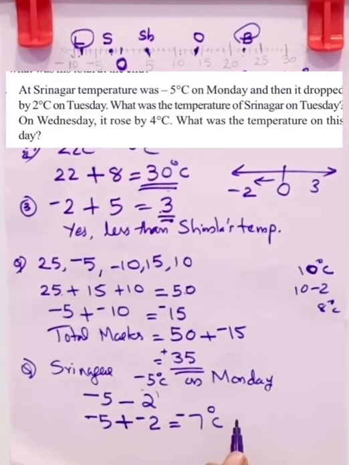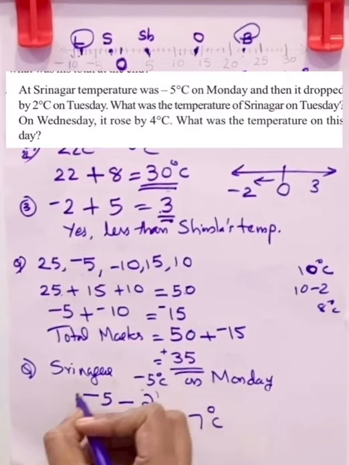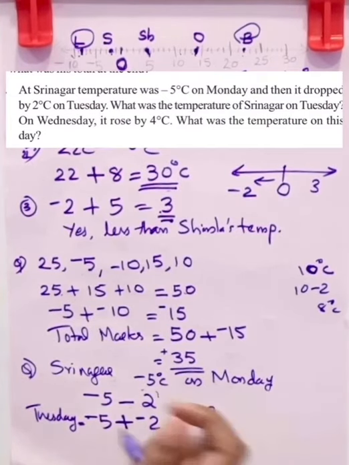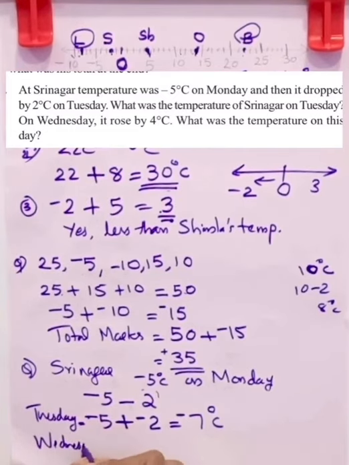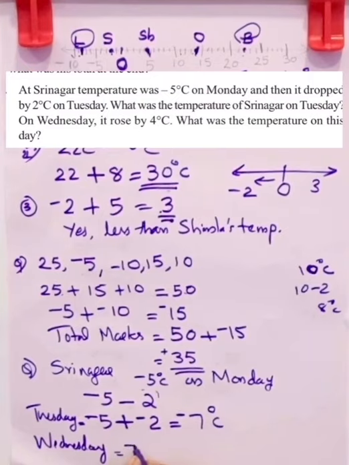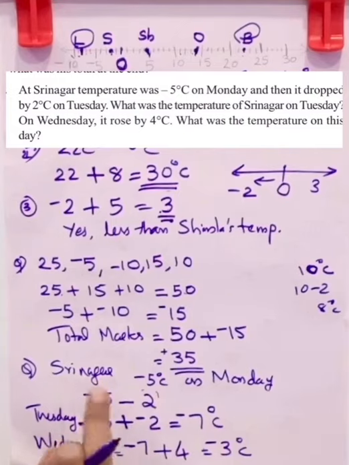Now on Wednesday it rose by 4 degrees Celsius. So on Tuesday the temperature was negative 7 degrees Celsius. On the next day, Wednesday, the temperature is not dropping but rising. So it rose by 4 degrees Celsius. That is -7 plus 4. Now this is one negative number and one positive number, so subtract the smaller number from the greater number and put the sign of the greater number, that is -3 degrees Celsius. This is the temperature at Srinagar on Wednesday.